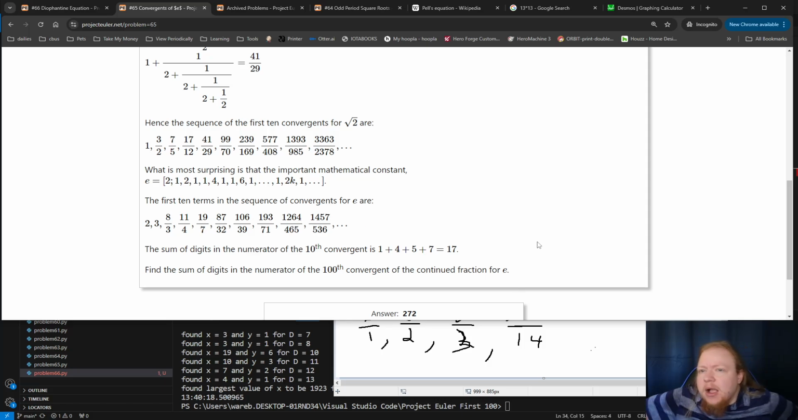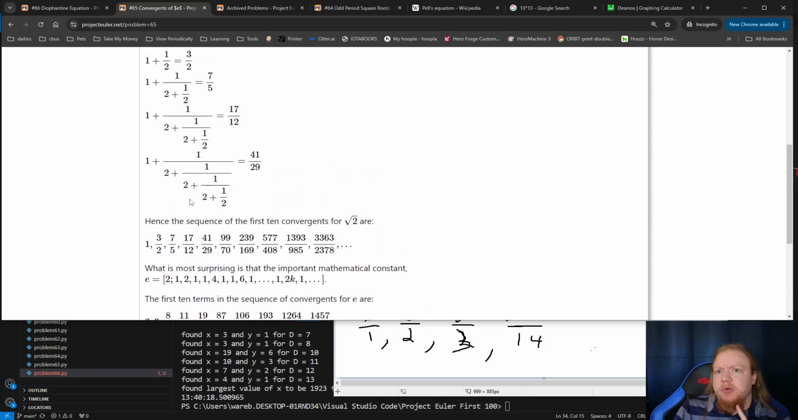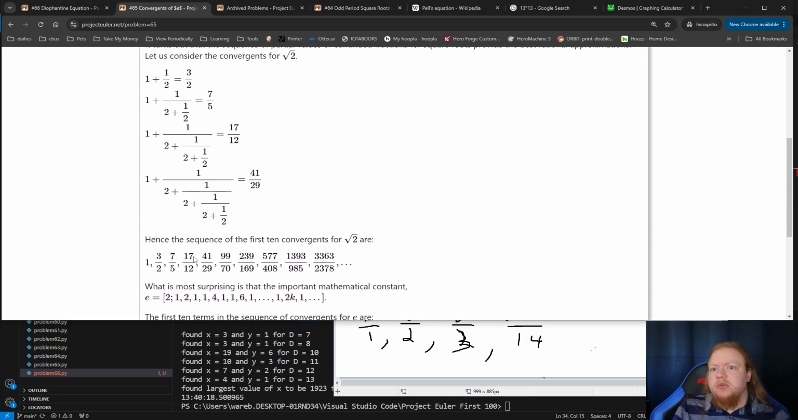Okay, so now we've figured out how to do this better. And the formula is each numerator is... actually, I wonder if that works for square root of 2, since these are all 2s.